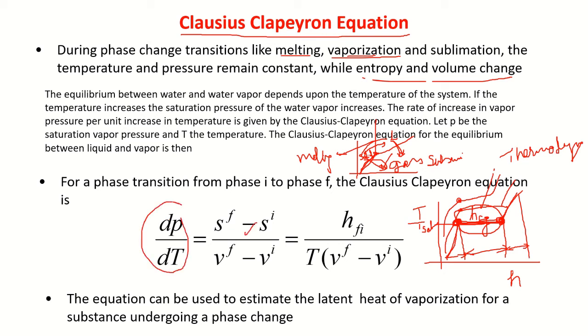So entropy increases, volume increases. So this is nothing but, again, whatever it is, you can call it the latent heat. Correct? Entropy is nothing but heat by temperature, and the volume. So if I know these things, we can always find this out. So the equation can be used to estimate the latent heat of vaporization for a substance undergoing a phase change.